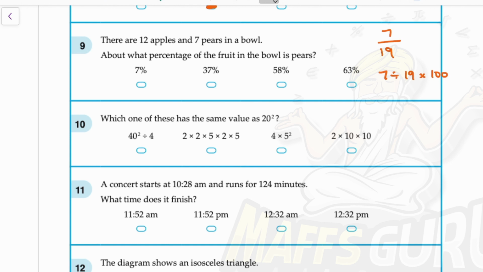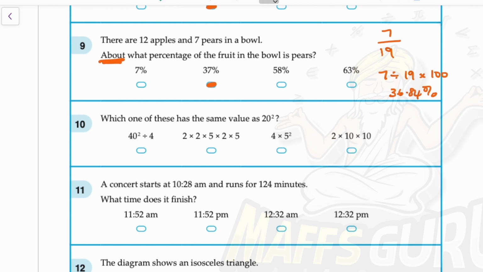So 7 divided by 19, hit equals, times that by 100, gives me that value there, which on my calculator isn't very helpful because I want it as a decimal. So roughly speaking, 36.84%. So we want, you know, about what percentage? Something close to that. And so 37% is my correct answer.